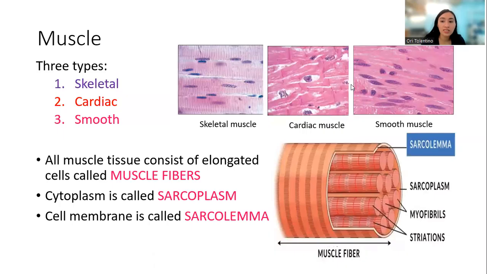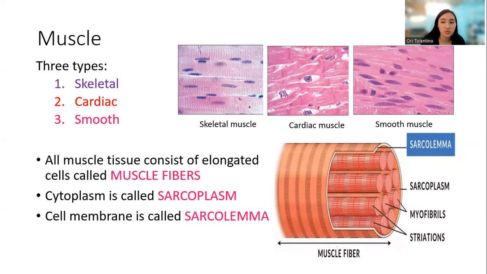Okay, so there are three types of muscle tissue: the skeletal muscle, cardiac muscle, and smooth muscle. Although the different types of muscular tissues share some properties, they differ from one another in their microscopic anatomy, their location, and how they are controlled by your nervous and endocrine systems.